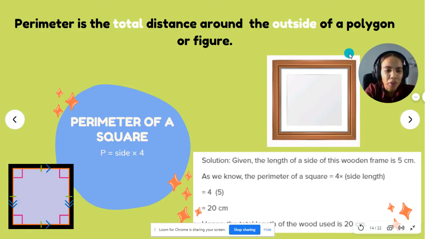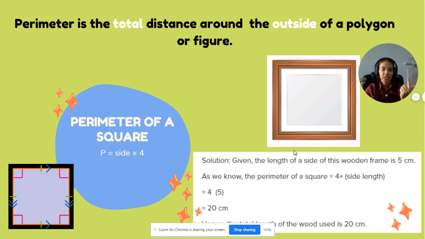How much wood do I have? What is the total length of all the wood? Not just one side, all the wood. So that's 5 centimeters plus 5 centimeters plus 5 centimeters plus 5 centimeters. So that's 5 times 4, which is 20 centimeters.